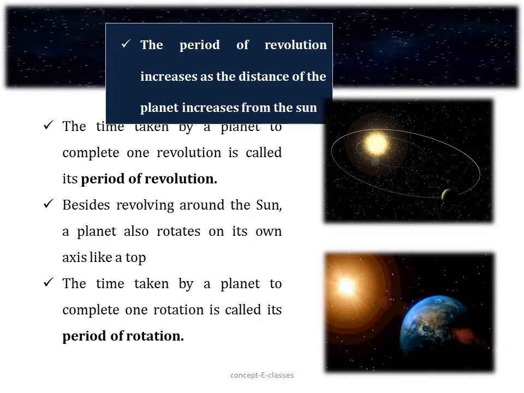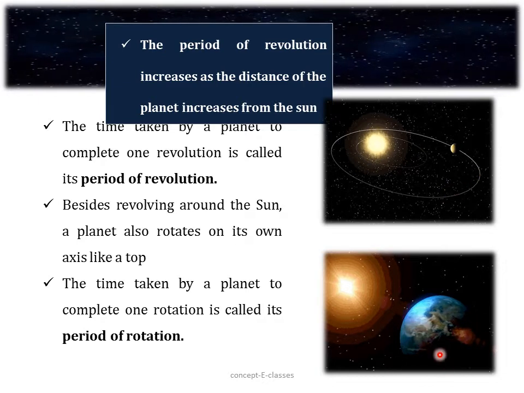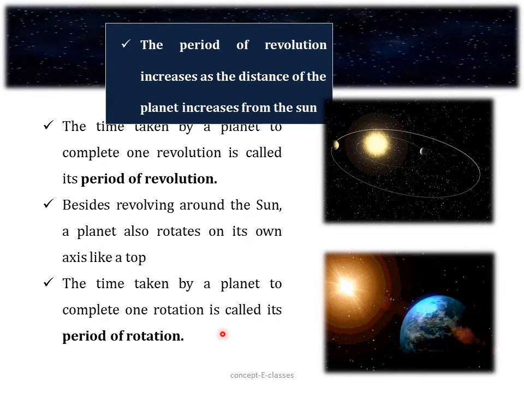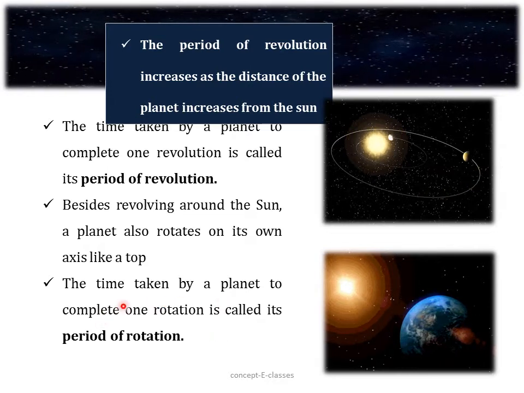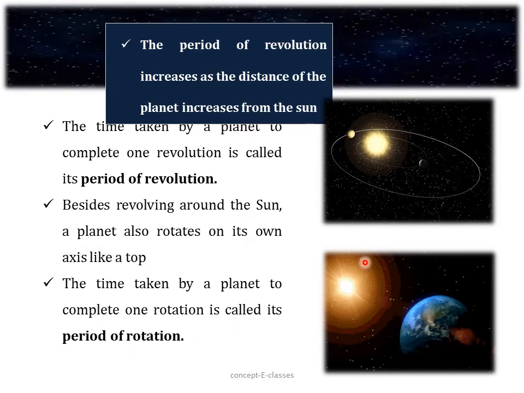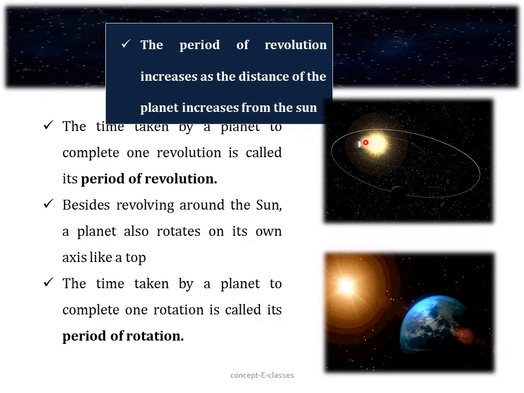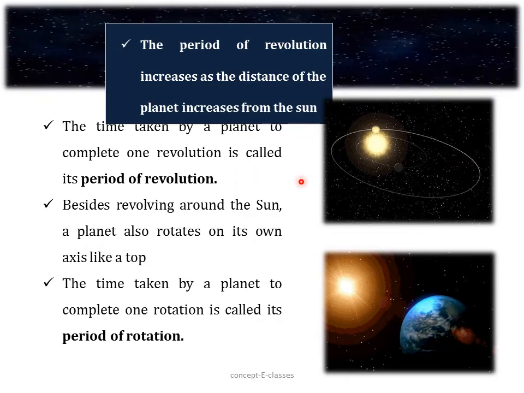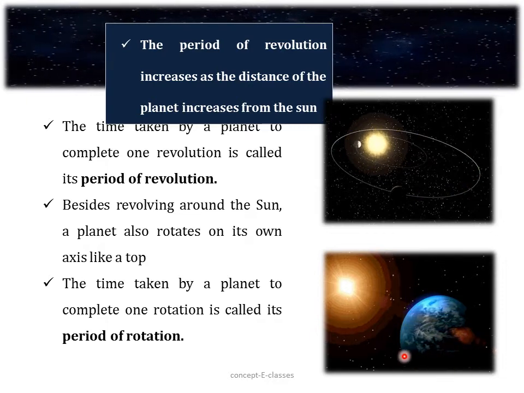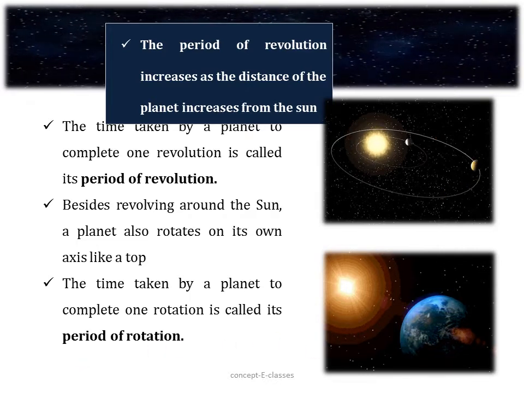Now besides revolving around the sun, the planet also rotates on its own axis like a top. See the Earth, we can see that it rotates on its own axis and the time taken by a planet to complete one rotation is called its period of rotation. Now the Earth takes 1 year to complete one revolution around the sun. Hence its period of revolution is 365 days. And the time taken by Earth to complete one rotation on its axis is 1 day, that is 24 hours. Hence the period of rotation is 1 day.